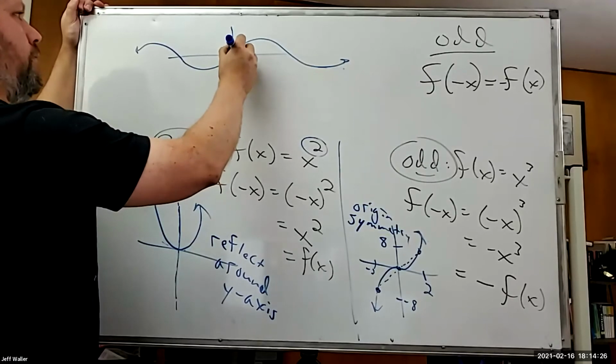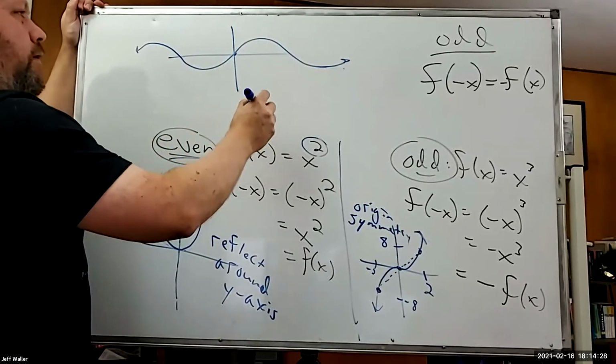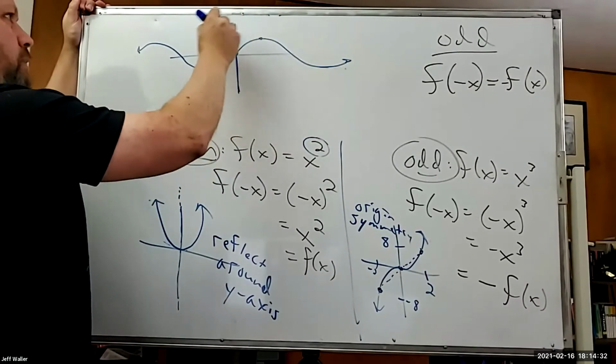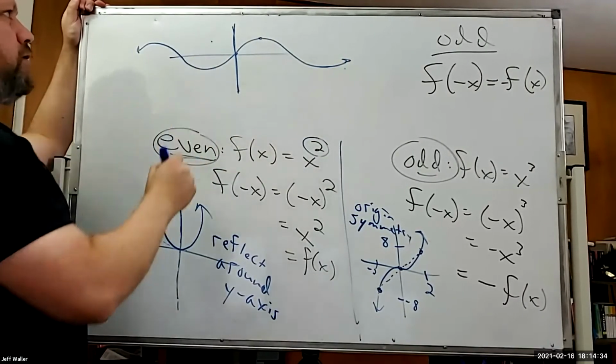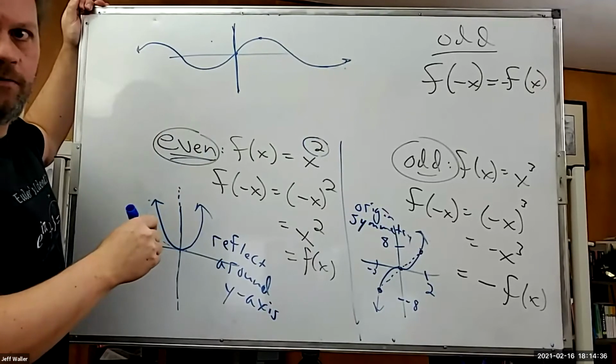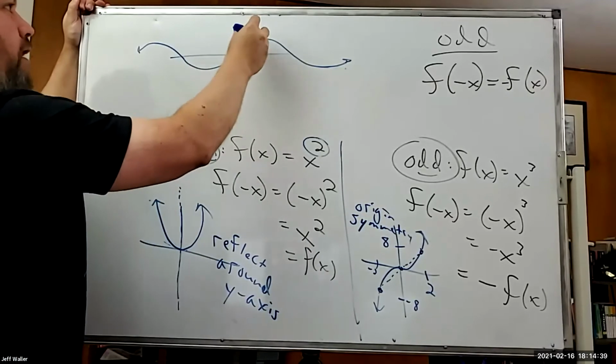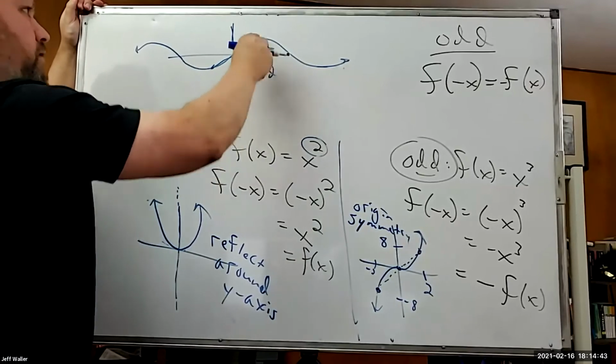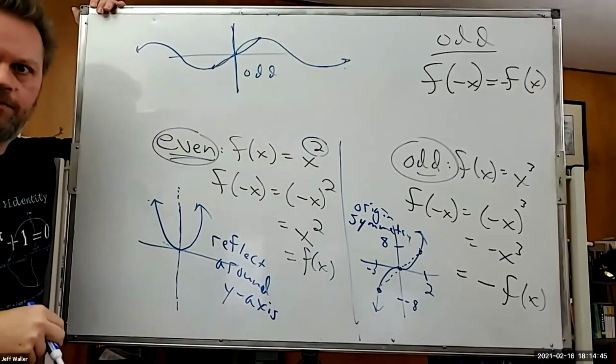Even. Even symmetry would mean if I put a mirror here, I should be able to see this image here, and I don't. Do you see that? So that is not even. That is going to be odd symmetry because it's through the origin symmetry.